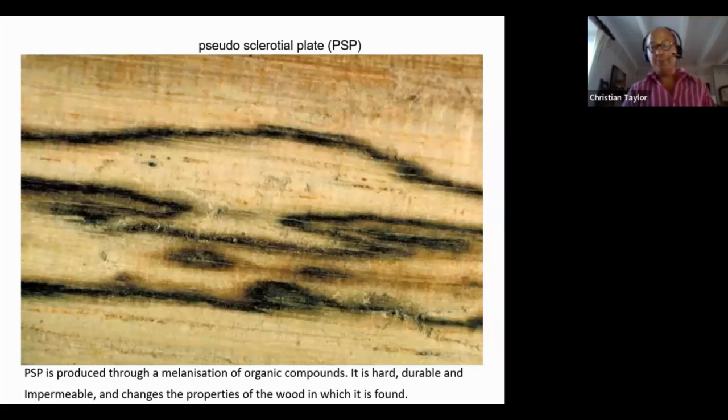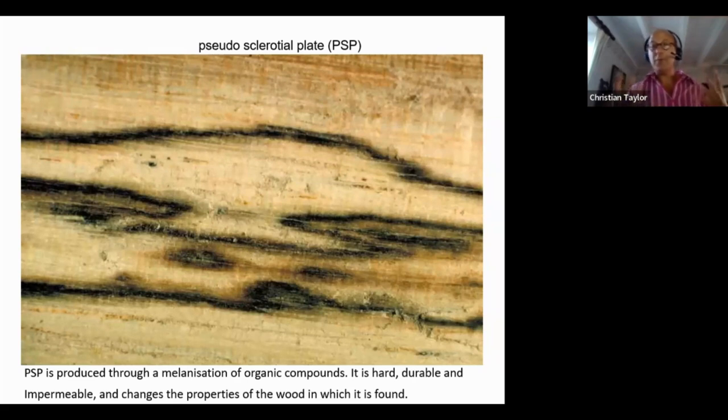But the other interesting thing about the PSP lines, or pseudosclerotial plate, is that it can be regarded as a kind of carbon store, because it is effectively a very durable, permanent feature in the wood that even persists after the rest of the wood has completely disappeared and decayed. So you get this kind of fungal char, if you like, or a fungal charcoal. It's not obviously charcoal, but it's produced by fungi, and it's a carbon compound.